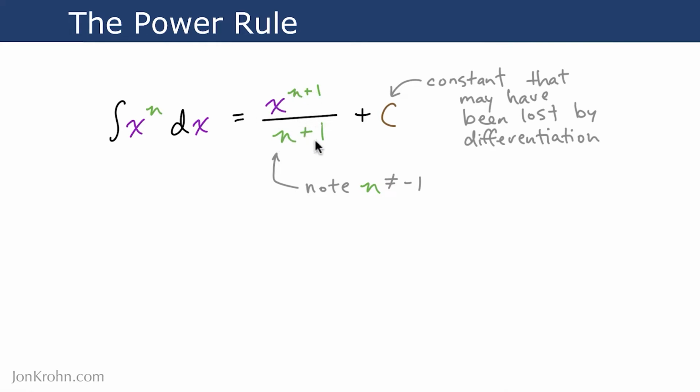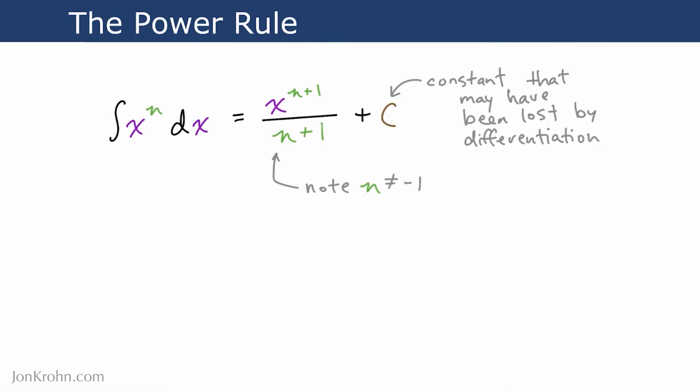and it's all over n plus 1. So note here that because of this n plus 1 happening in the denominator and how you can't divide by 0, this means that you can't integrate something that's to the power of -1, because you'd end up with -1 plus 1 in the denominator. And yeah, you'd be trying to divide by 0, and that's impossible. So that's a limitation there.